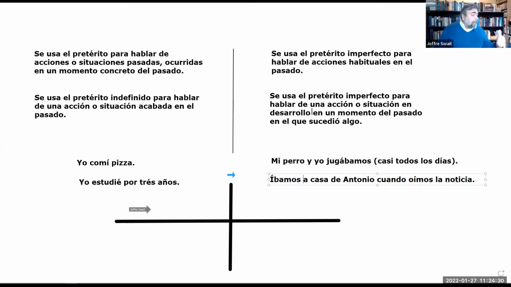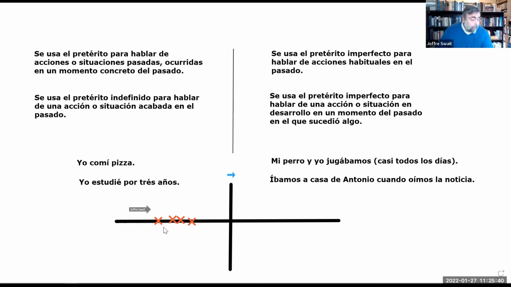Now, this goes back to that first graphic I showed you guys. But what I'm going to do for the first one, mi perro y yo jugábamos, is say this. So the imperfect is capable of expressing this. Mi perro y yo jugábamos. Jugamos martes, jugamos miércoles, etcétera. Jugábamos siempre. Jugábamos mucho. Muchos X. I shouldn't have done all those X's because now they're going to be difficult to erase. All right, there we go.